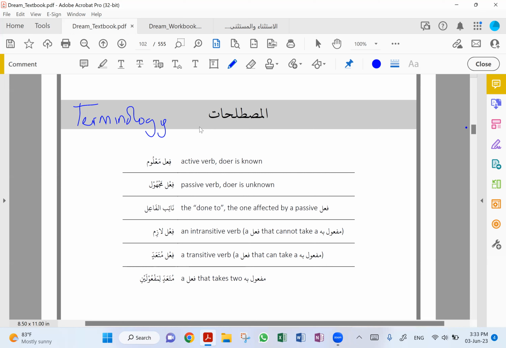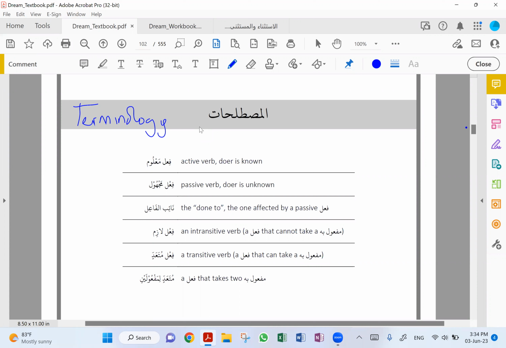So we have fi'al ma'loom, and a fi'al ma'loom is an active verb where the doer is known. So you know who's doing the action. Like if I say dhahaba ar-rajulu, the man went, I know the person doing the action is the man. So this is ma'loom, fi'al ma'loom. The fa'il, the doer, is known.